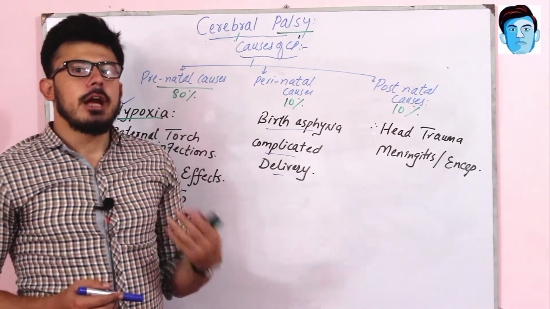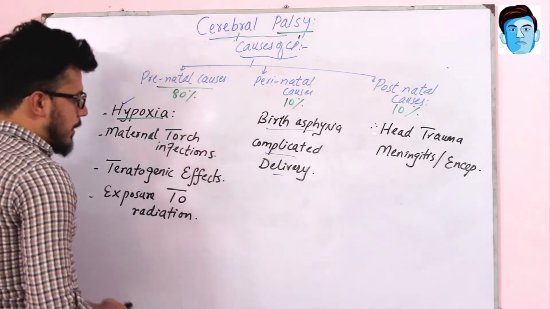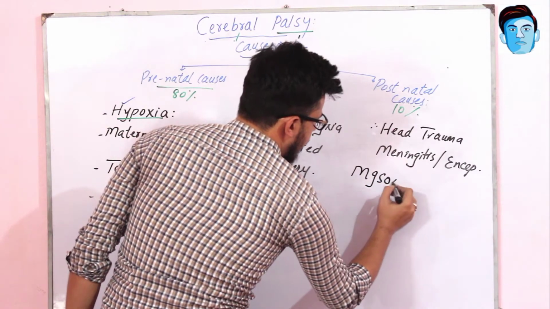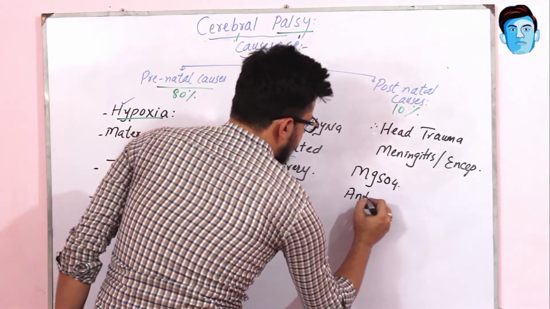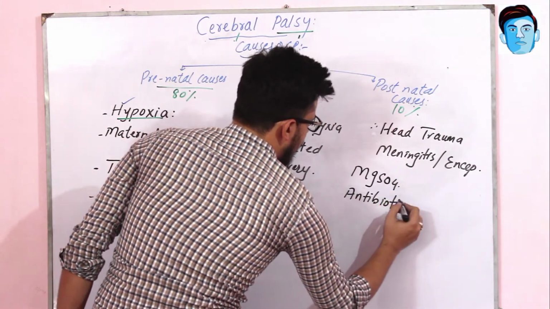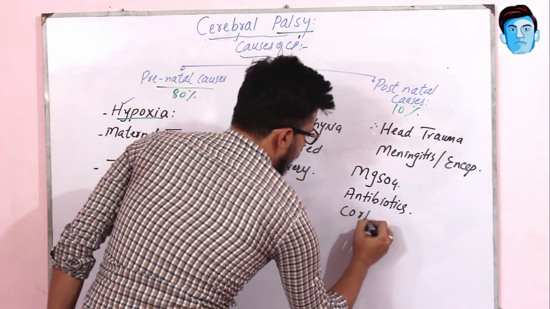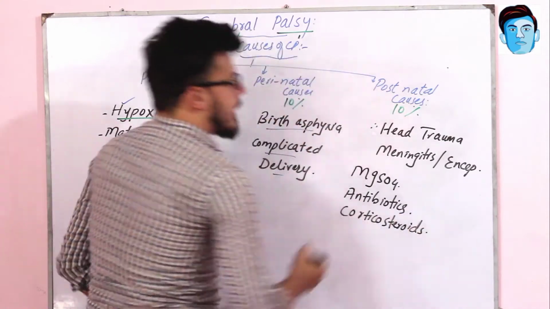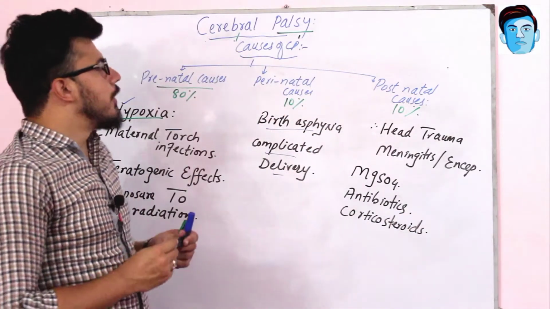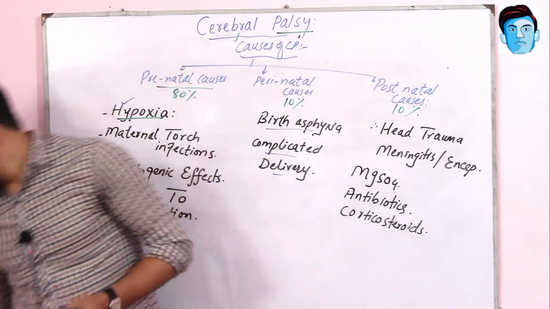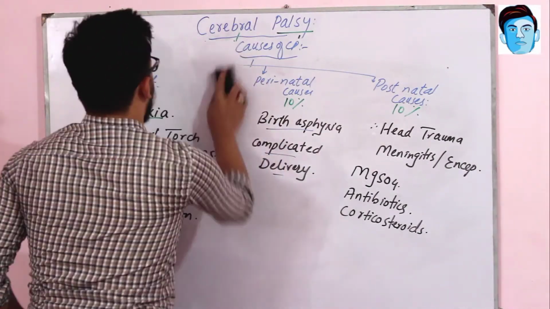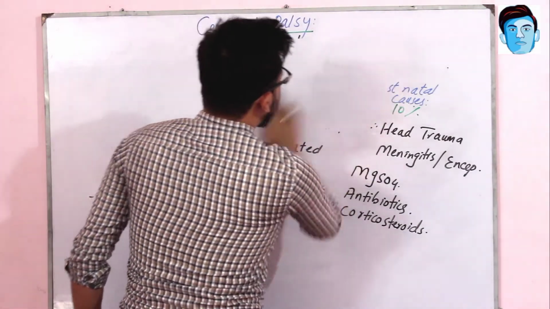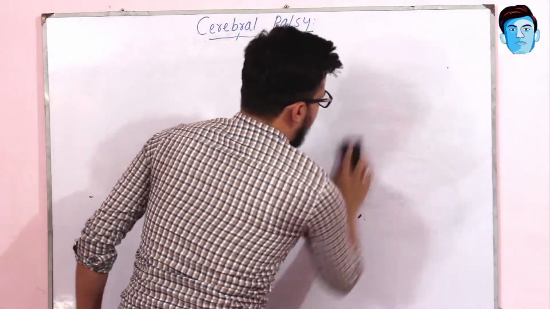Now what are the protective factors? Always remember that the protective factors are magnesium sulfate, certain antibiotics and corticosteroids. So these are considered as protective factors. Now let's talk about certain types of cerebral palsy. Cerebral palsy is divided into 4 types.